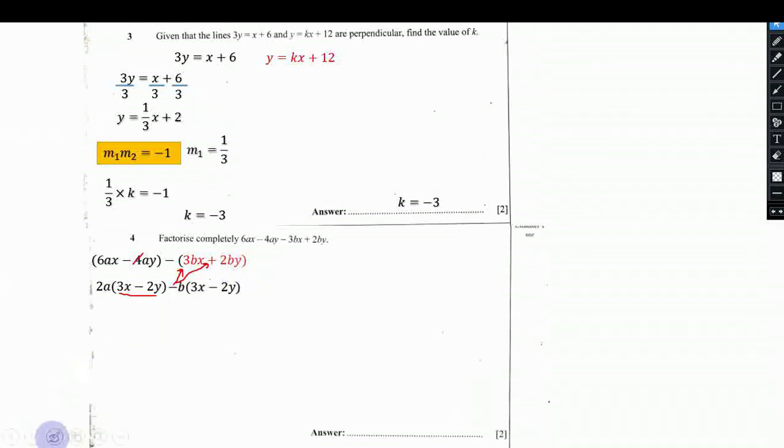So as you can see, inside the brackets now we have similar values. Okay, so we'll just cancel out 1 and write one of these inside the brackets. So let us group them like this. It means we have factorized completely. Okay, so that is the final answer there.